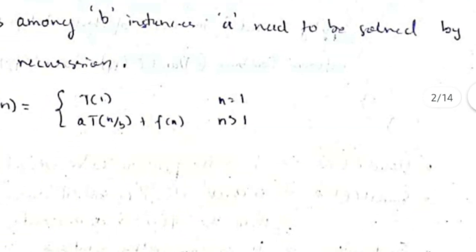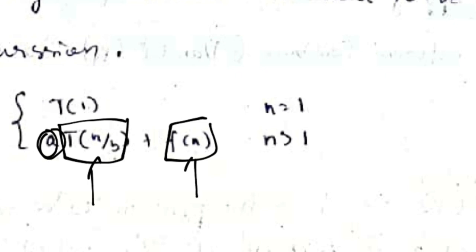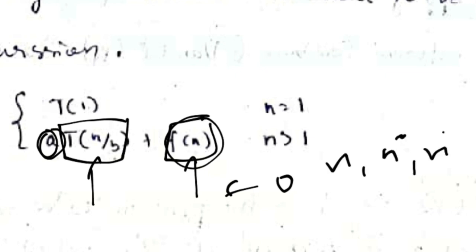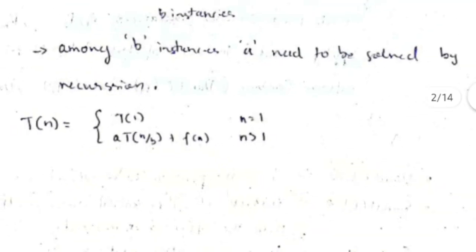Now after getting that, we can define T of n as T of 1 if n is 1, meaning it's small and we can directly solve it, or else a times T of n by b plus f of n. Here a means how many problems need to be solved by recursion, T of n by b, plus f of n for the calculation of the return statement and comparison. This can be taken as n or n square, and it depends on the problem. After knowing this main formula, you'll be using it in the Master's theorem.